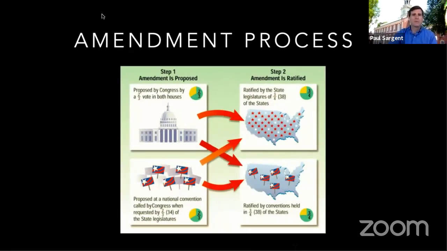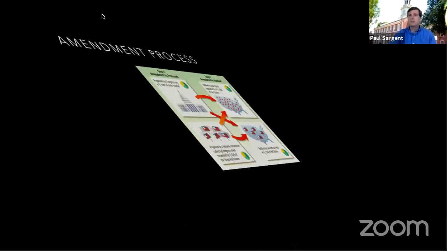Probably you've seen some sort of graphic like this, and this can either make it easier for you if you're one of those visual people, or this can make it more confusing. It's just however you like it. Think national, then state. Think proposal, then ratification.